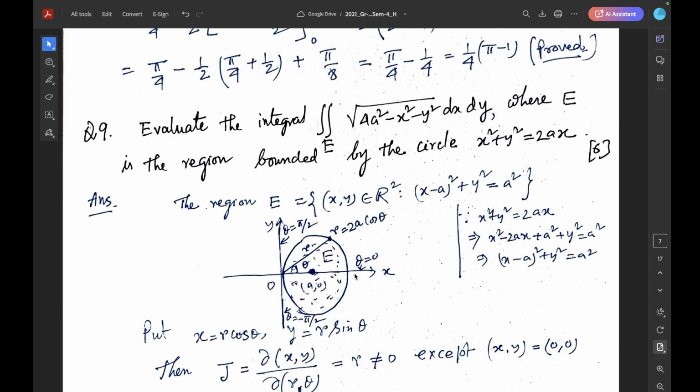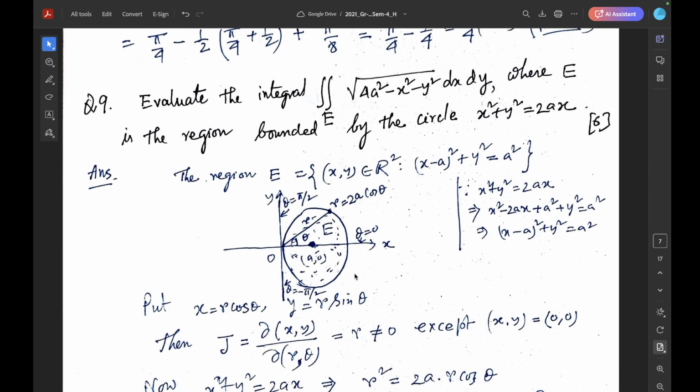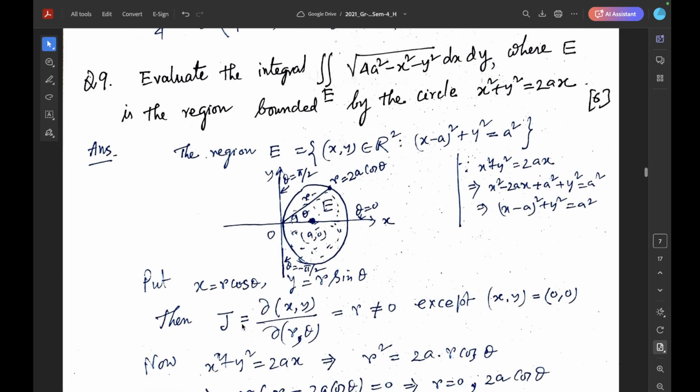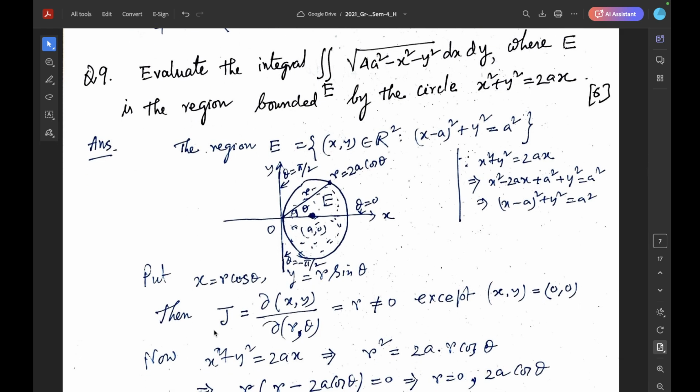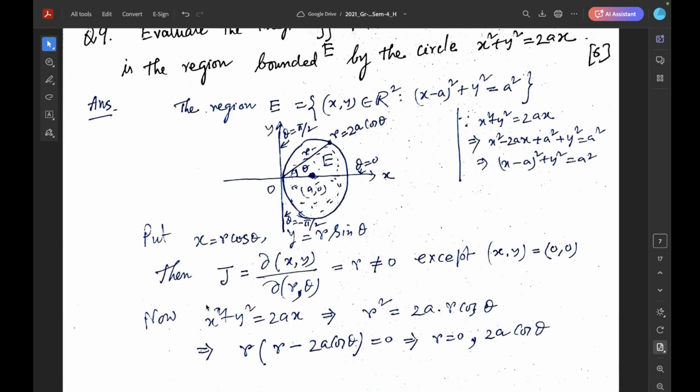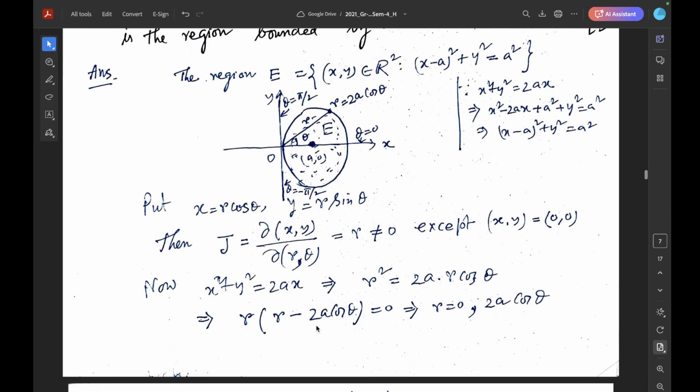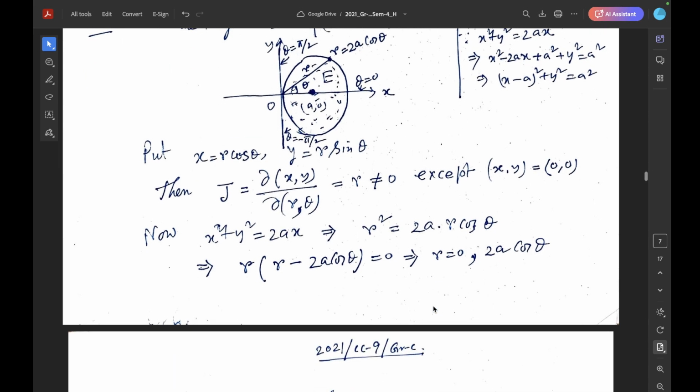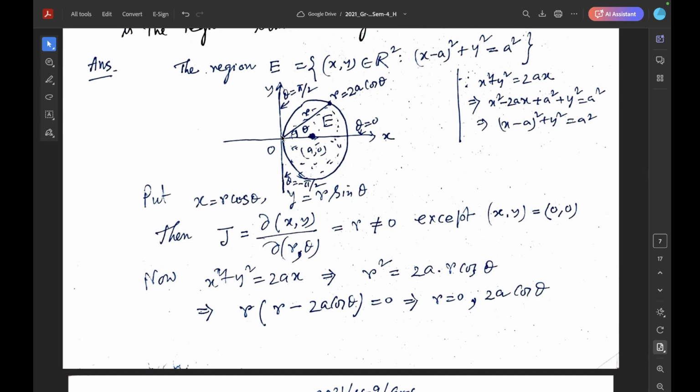Now changing these Cartesian coordinates to polar coordinates, x equal to r cos theta, y equal to r sin theta, and for this transformation the Jacobian J equal to r, not equal to 0, except at the origin (x, y) equal to (0, 0). So this circle x square plus y square equal to twice ax, putting x square plus y square equal to r square and x equal to r cos theta, gives twice a into r cos theta, so we get r equal to 0, the pole, and r equal to twice a cos theta. This is the circle, r equal to twice a cos theta.